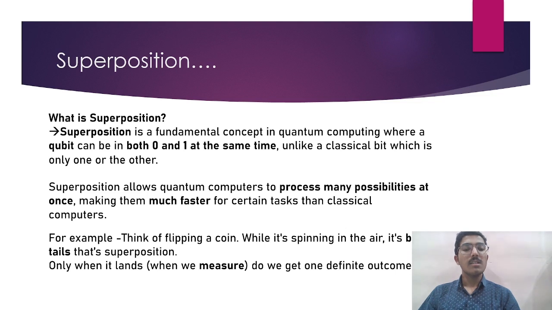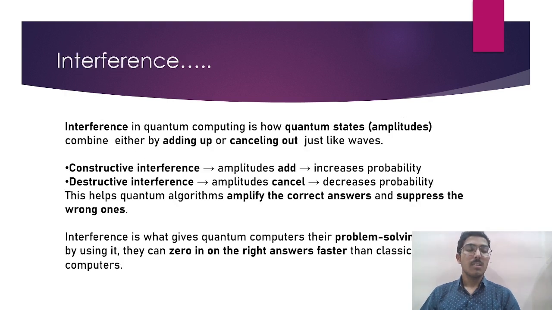For example, think of flipping a coin while it's spinning in the air. It's both heads and tails. That's superposition. Only when it lands, when we measure, do we get one definite outcome. Now, interference. Interference in quantum computing is how the quantum state amplitudes combine, either by adding up or cancelling out, just like waves.